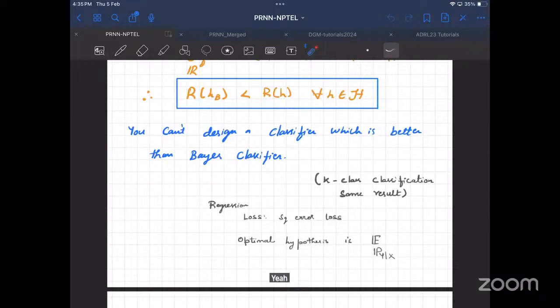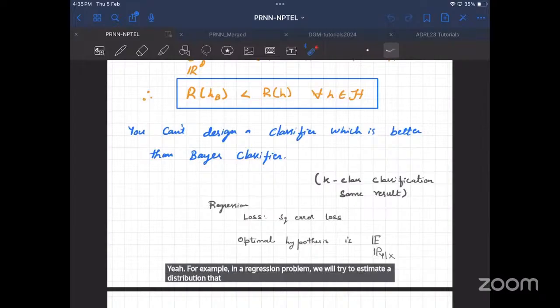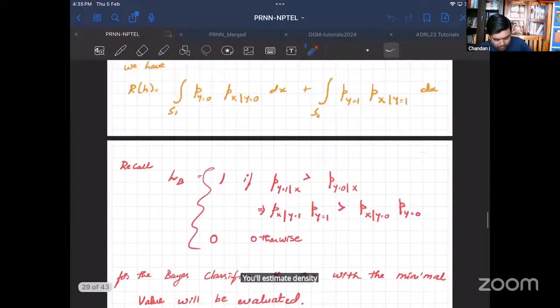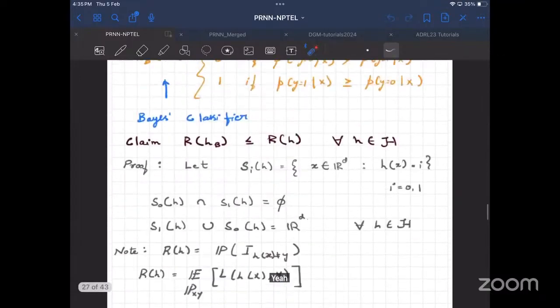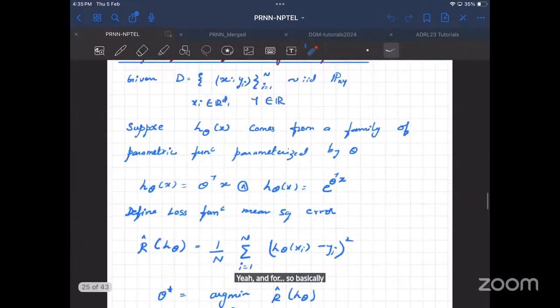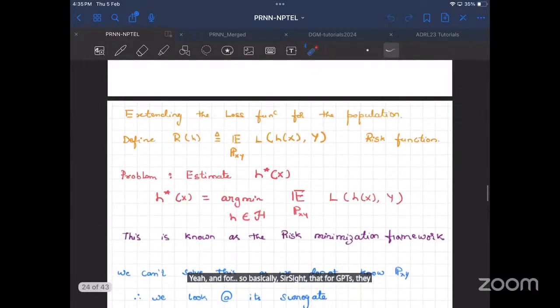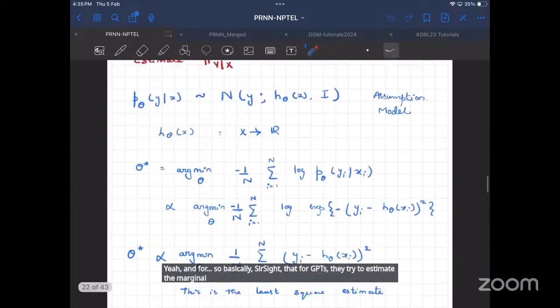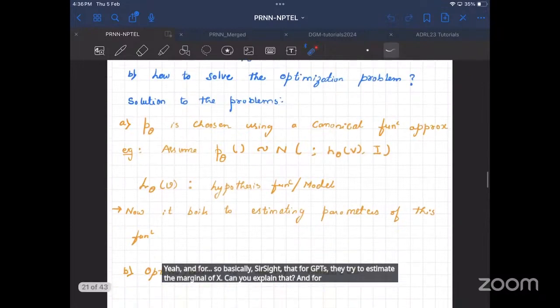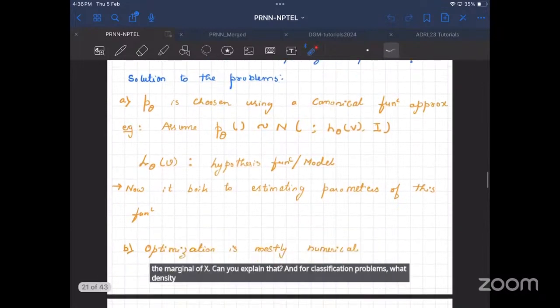For example, in a regression problem, we will try to estimate a distribution of the form probability of y given x. You will estimate the density again. And sir, you said that for GPTs, they try to estimate the marginal of x. Can you explain that? And for classification problems, what density or distribution are we estimating?